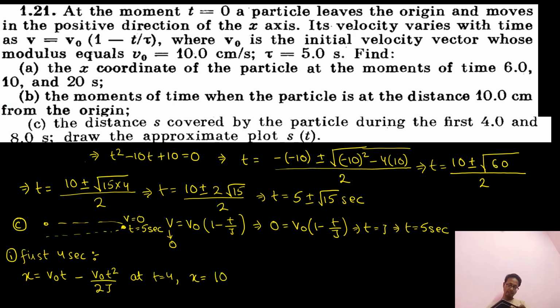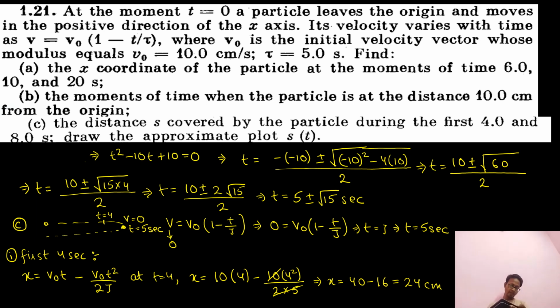x is equals to v naught, the value of v naught is 10, into 4 minus 10 into 4 square, or t square, divided by 2 into tau. The value of tau is 5. So 5 into 2 and 10 get cancelled, or x is equals to 40 minus 16. 40 minus 16 is nothing but 24. 24 centimeters. So at t is equals to 4, the distance is 24 centimeter.